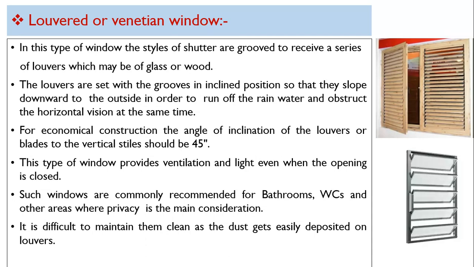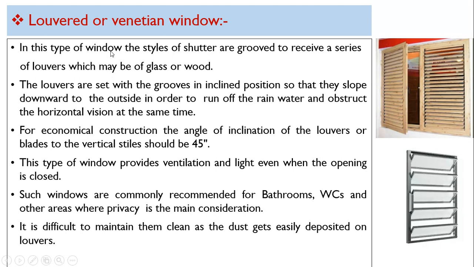Now coming to the louvered or Venetian window. Louvered window is also called a Venetian window. It is similar to doors. In this type of window, the stiles of shutters are glued to receive a series of louvers which may be of glass or wood. Why is it called a louvered window? Because it is provided with this type of louvers. These panels are called louvers, and these are fixed into the frame with slots at an angle of 40 degrees. These panels may be of wooden material or of glass material.